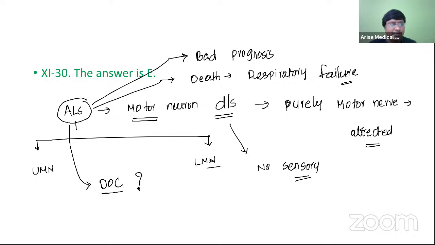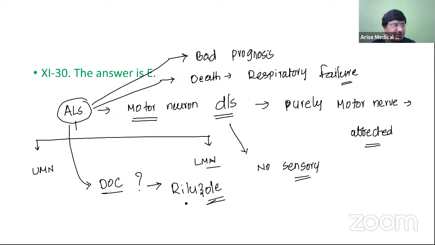Even though we use the word supportive therapy in amyotrophic lateral sclerosis, the treatment we give is only supportive therapy. But there are certain drugs which can prolong the life of the individual. Can anyone tell me what is the drug of choice? Very good, Aman Minhas has answered correctly. The answer is Riluzole.